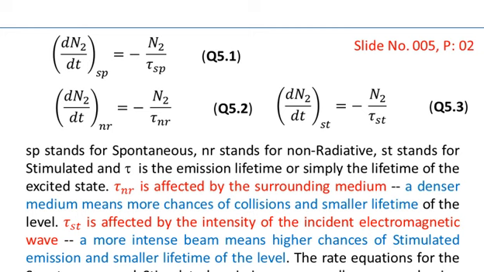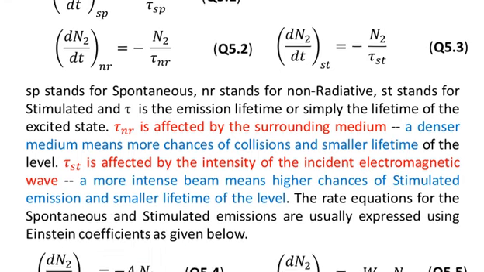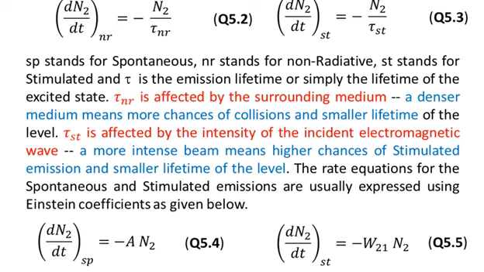Then we have equation number 5.3, which gives dN2 over dt for the stimulated emission equal to minus N2 over tau St. Sp stands for spontaneous, Nr stands for non-radiative, St stands for stimulated, and tau is the emission lifetime, or simply the lifetime of the excited state.